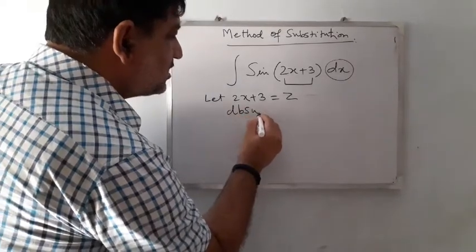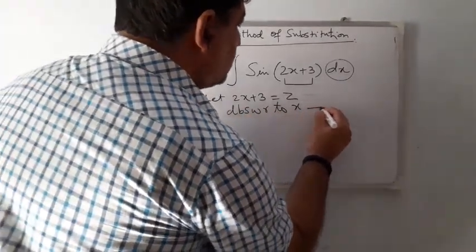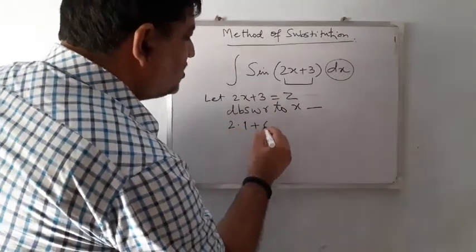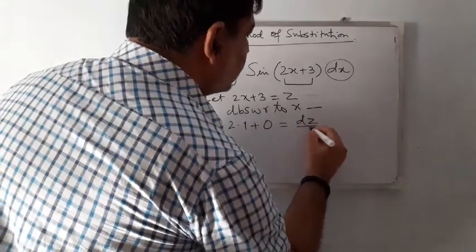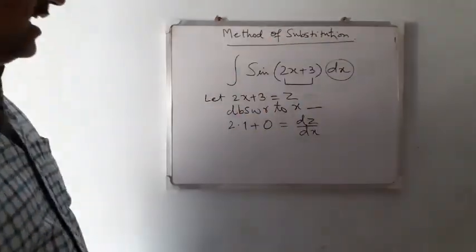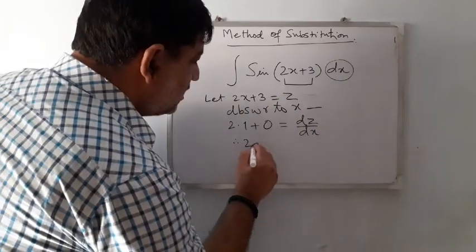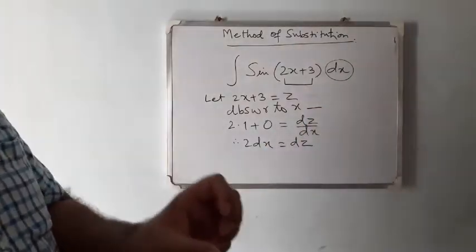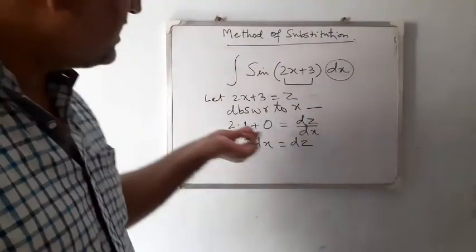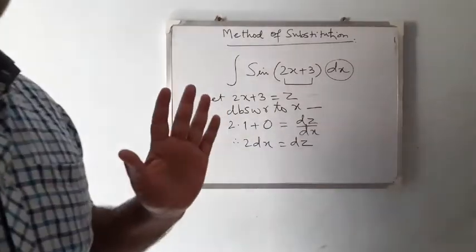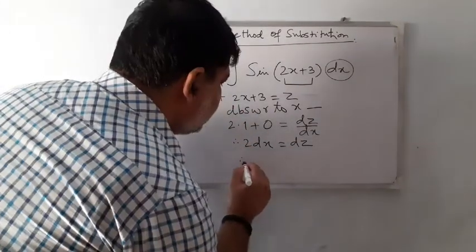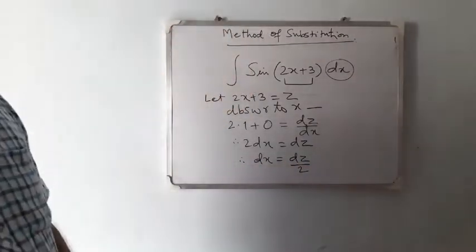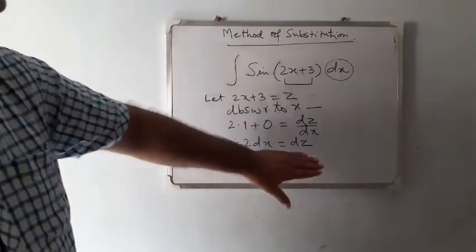Differentiating both sides with respect to x. Both sides you differentiate it. What happens? You see here. 2 into 1 plus 0 is equal to dz by dx. Therefore 2 dx is equal to dz. Consider dz and dx as individual entities. Therefore dx is equal to dz by 2. You see here, now this dx appears in terms of dz.